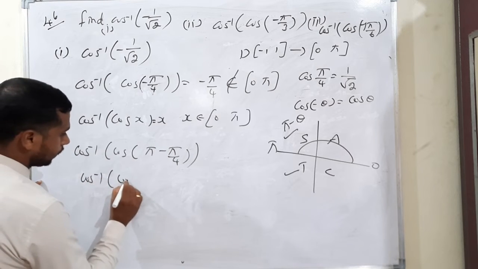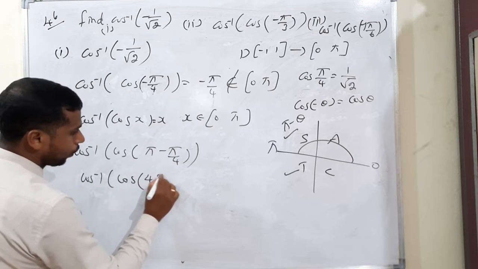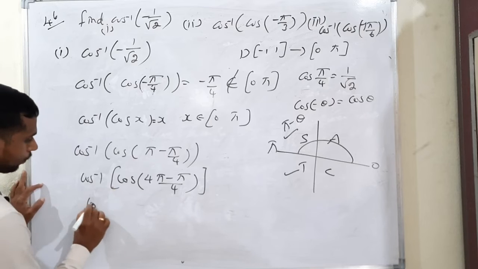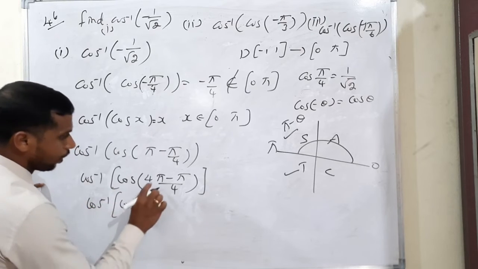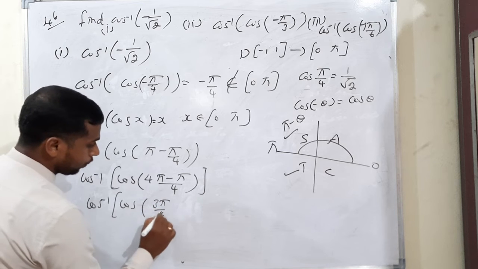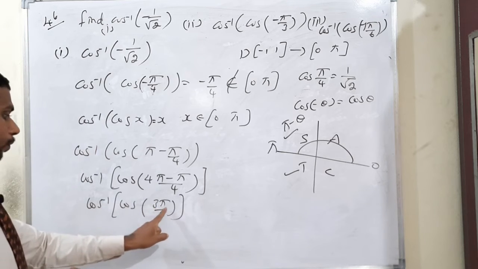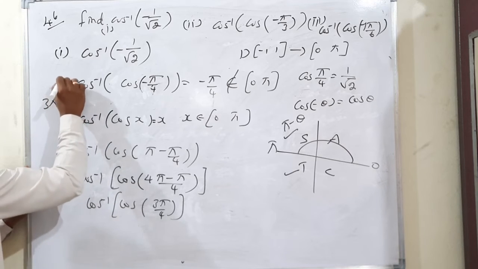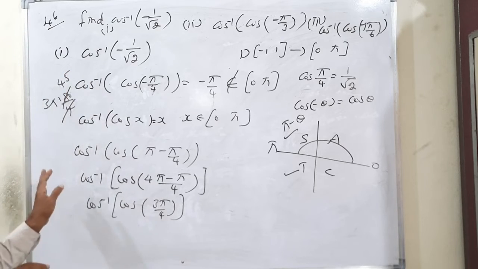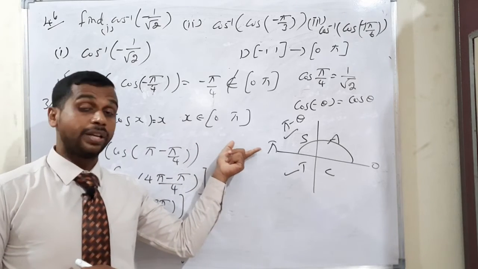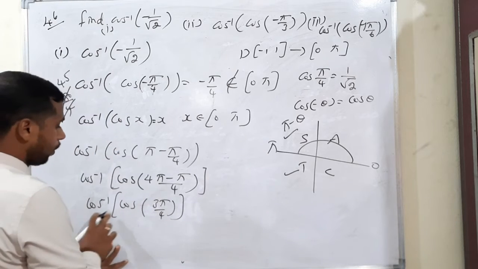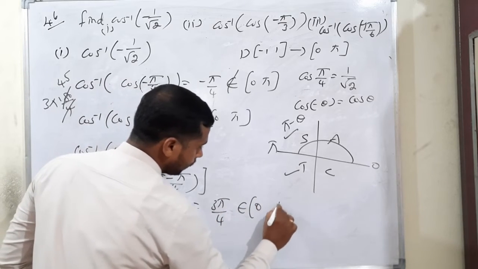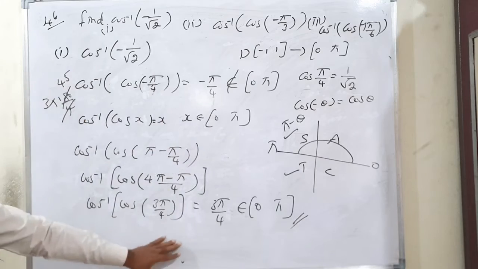Now, cos inverse cos of 4 pi minus pi by 4, which is positive 3 pi by 4. So 3 pi by 4 means 3 into 180 divided by 4. 180 divided by 4 is 45, and 3 into 45 is definitely 135. It lies in 0 to 180, so our answer is correct. Therefore, cos inverse cos of 3 pi by 4 is equal to 3 pi by 4. It belongs to 0 to pi. So subdivision 1 is over.